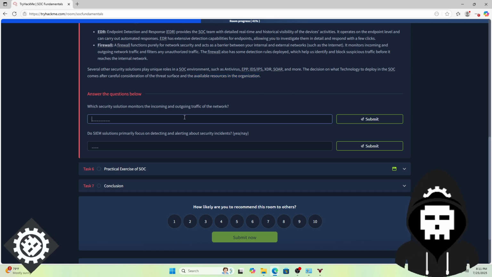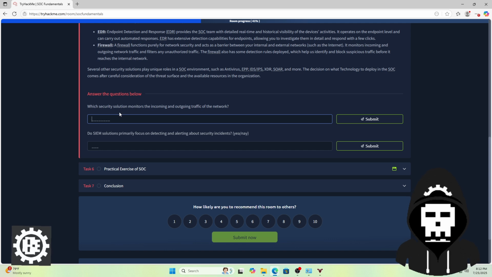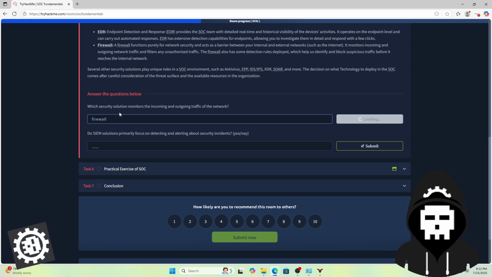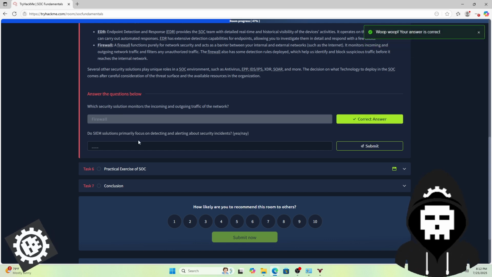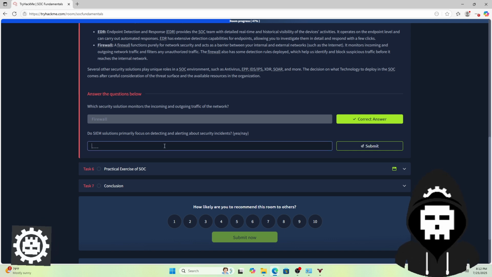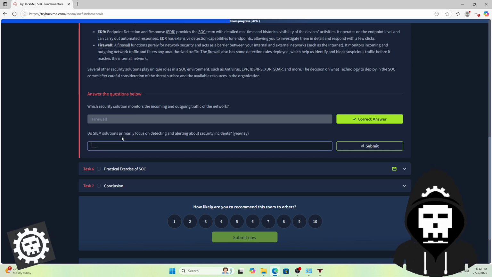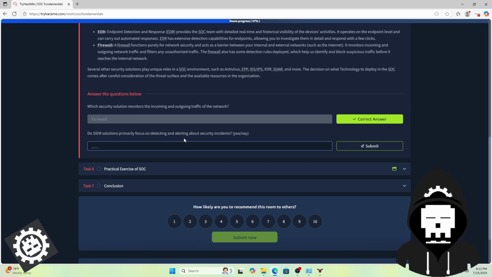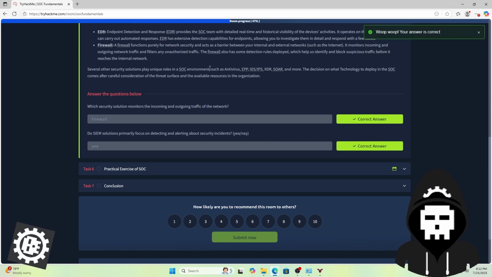So, which security solution monitors incoming and outgoing traffic of the network? We kind of just went over that one, and that would be a firewall. Next, do SIM solutions primarily focus on detecting and alerting about security incidents? Yay or nay? Notice it just says primarily focuses. It's just detection and alerting. And what we said before was the SIM will not take action for you. So I will say that is yay.